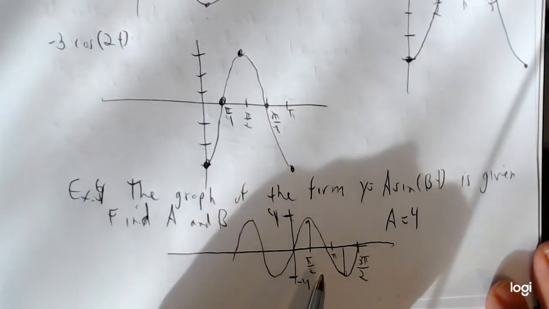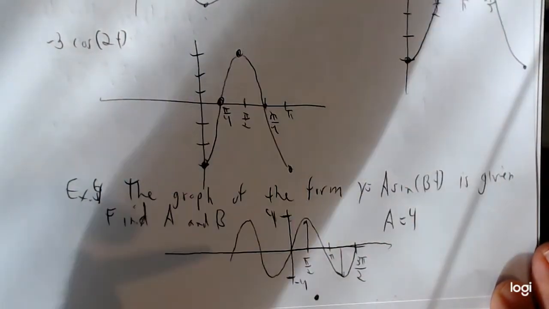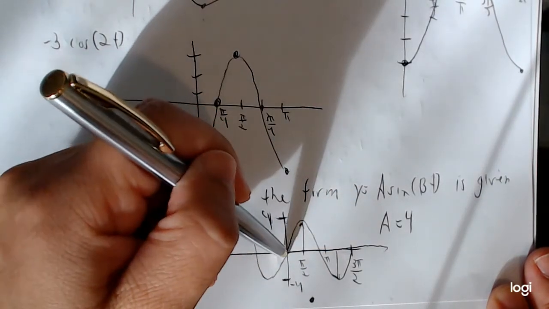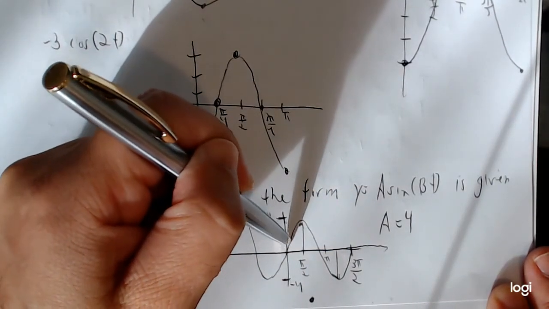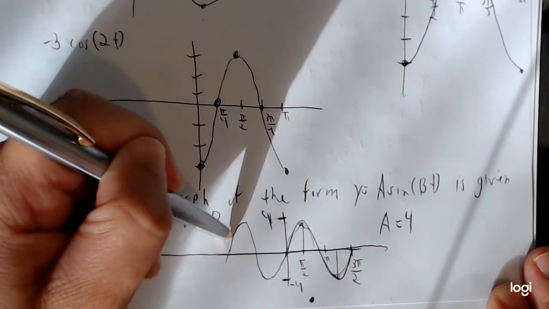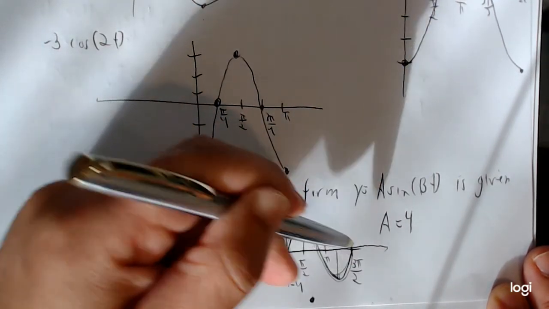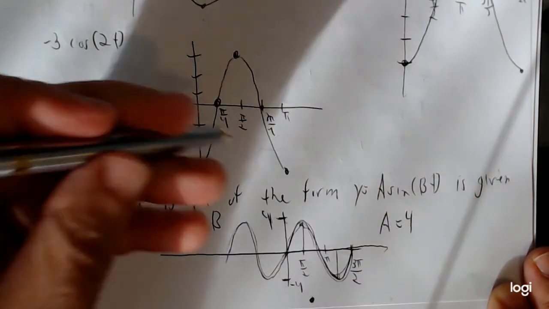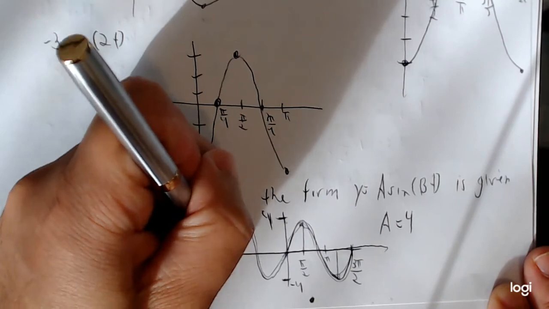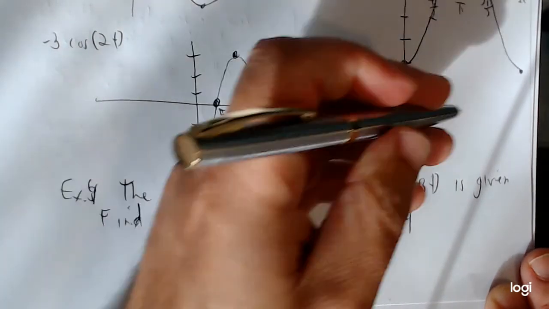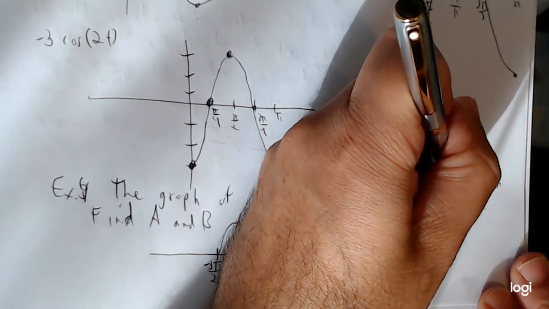Now, to find b, I need to find the period. And what is the period of this? If you notice, when does this start repeating? We start at 0, we travel this. So notice how this is one period. What's that distance? If you look at it, that's a distance of 3 pi over 2. And in fact, this would be negative 3 pi over 2. So notice from here to here, you travel 3 pi over 2. So we know that the period is 3 pi over 2.